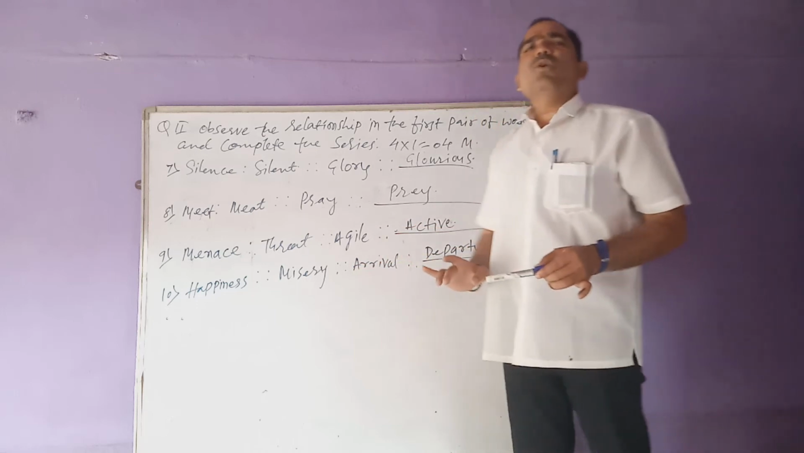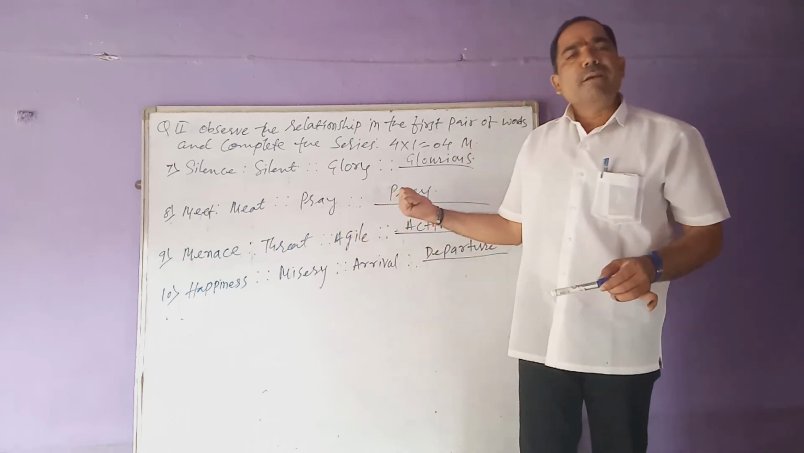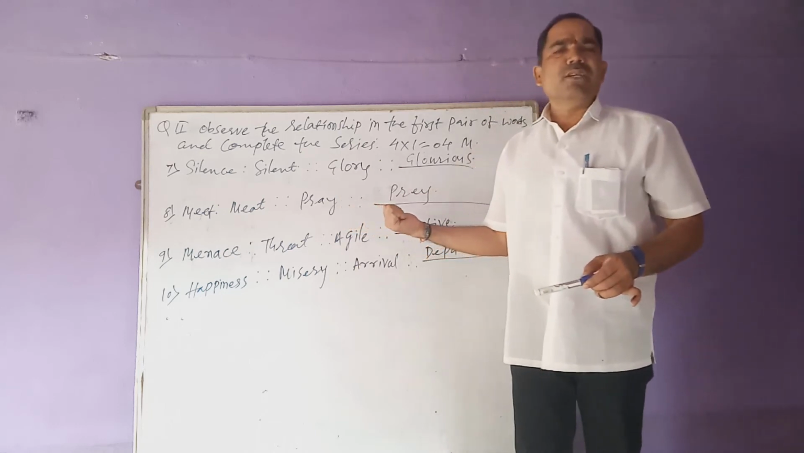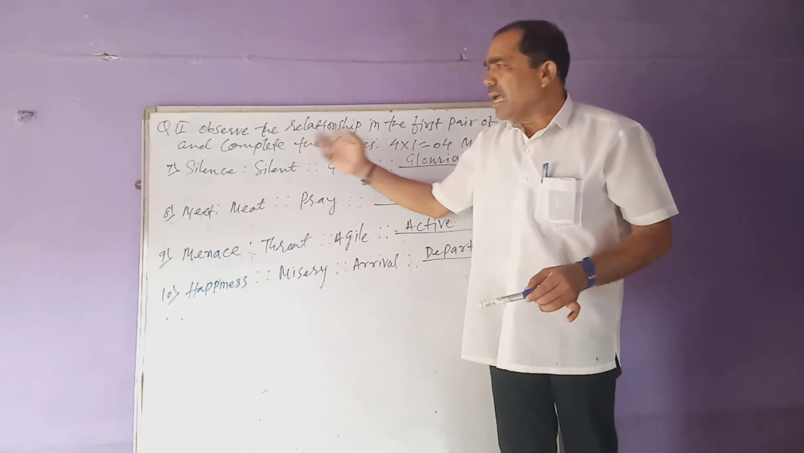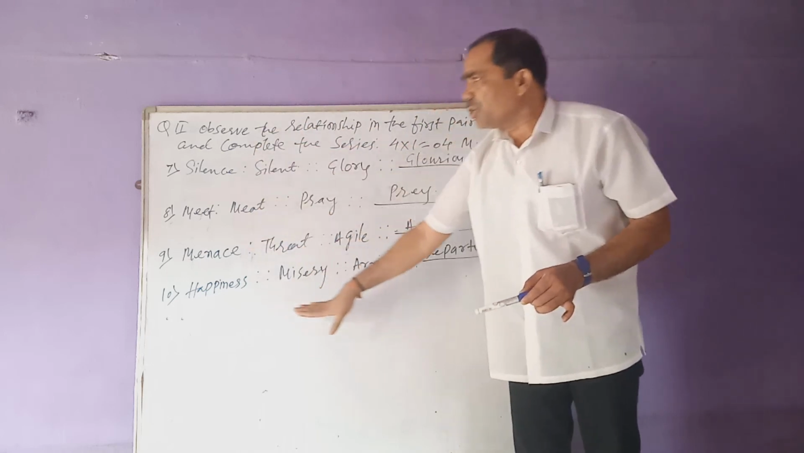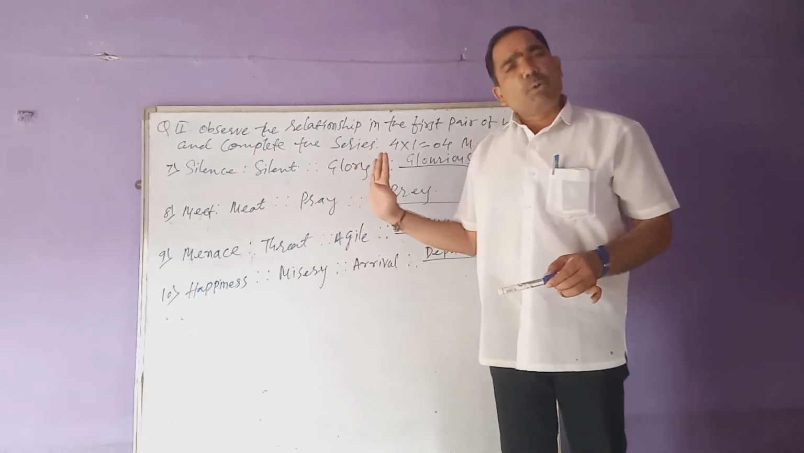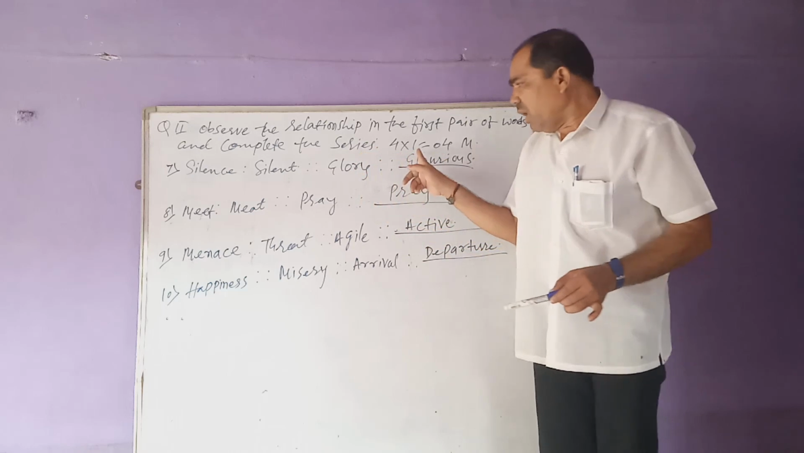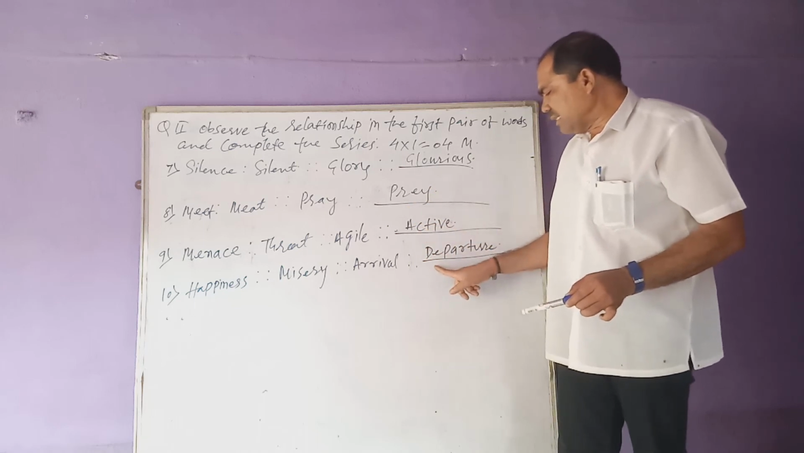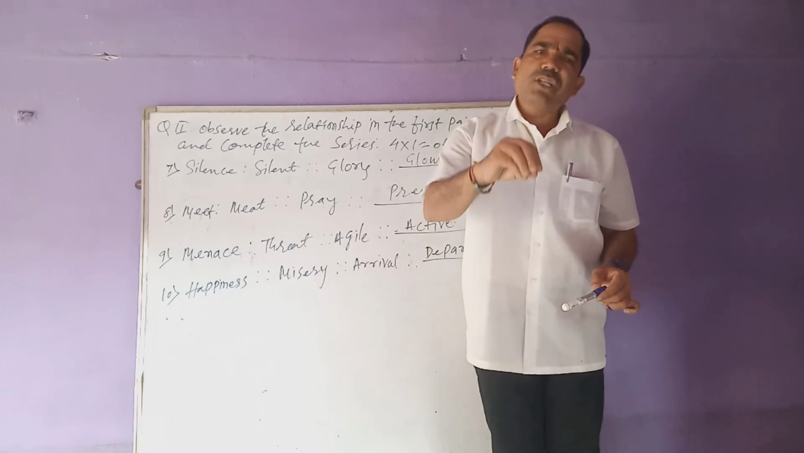So guys, I think you have understood question number two in the annual board exam, 10th standard first language English, very clearly. Question number one I explained last week. Now I have explained question number two, that is, observe the relationship of the first pair of words and complete the series. If we write like this, the first answer is glorious, the second is prey, the third is active, and the fourth is departure. Definitely your 4 marks are fixed, just like a fixed deposit.